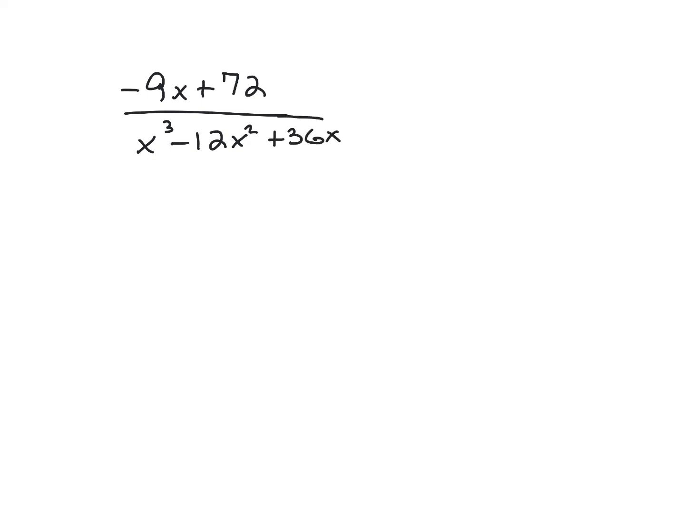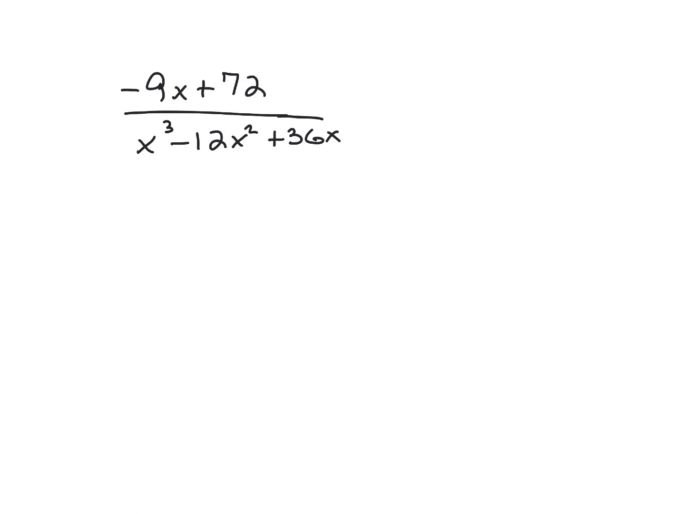Here are some examples of potential questions you might see on the quiz that you're going to make a video for. So first question: negative 9x plus 72 over x cubed minus 12x squared plus 36x. All right, so you're going to get points just by factoring the denominator. That should be your first step.